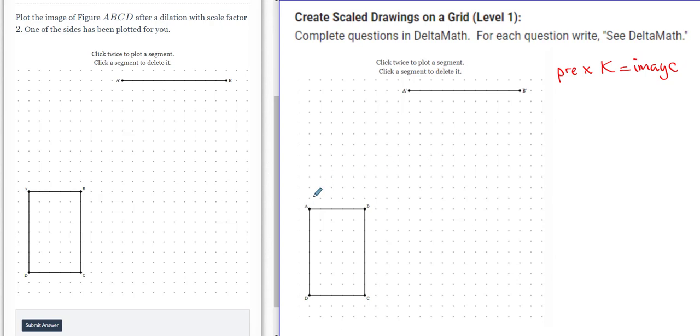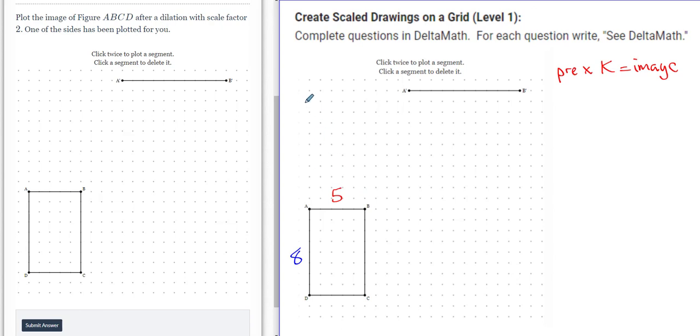In other words, I'm going to start by finding the length of all these sides. The length of this one is 1, 2, 3, 4, 5. So to clarify, that one is 5. The length of this side is 1, 2, 3, 4, 5, 6, 7, 8. And then all I have to do is find the corresponding lengths.